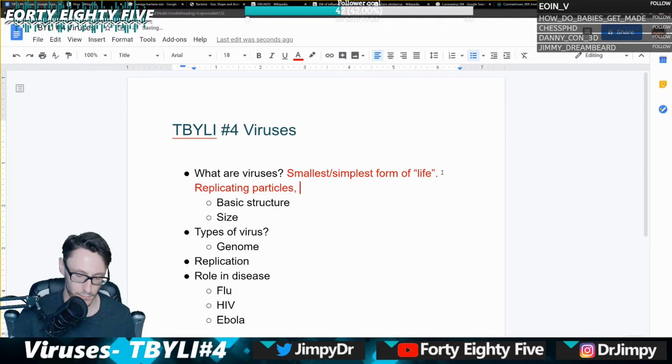With a genome. This is where the confusion about life comes in, because they have genetic material. They are the smallest and simplest form of a structure with genetic material, but genetic material is absolutely essential. Replicating particles with a genome. But the biggest thing about it is that they require a host cell.